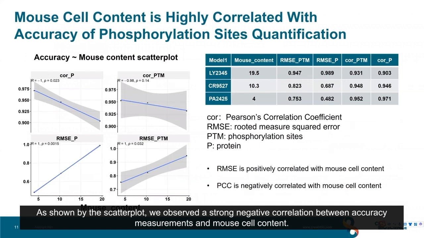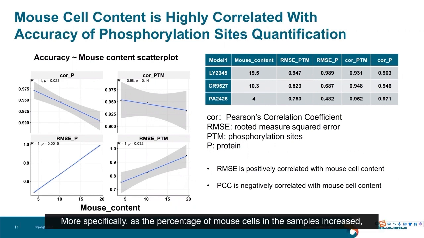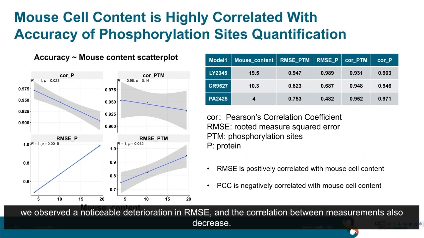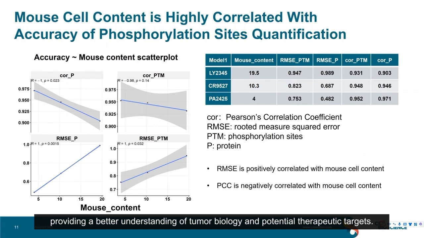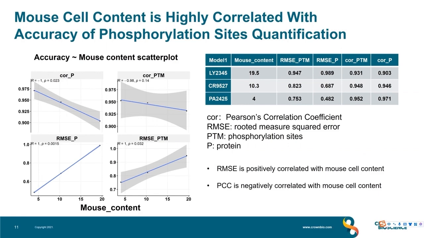As shown by the scatter plot, we observed a strong negative correlation between accuracy measurements and mouse cell content. More specifically, as the percentage of mouse cells in the samples increased, we observed a noticeable deterioration in the RMSE, and the correlation between measurements also decreased. These findings underscore the necessity of minimizing mouse cell contamination in phosphoproteomics analysis to ensure reliable and meaningful results, providing a better understanding of tumor biology and potential therapeutic targets.